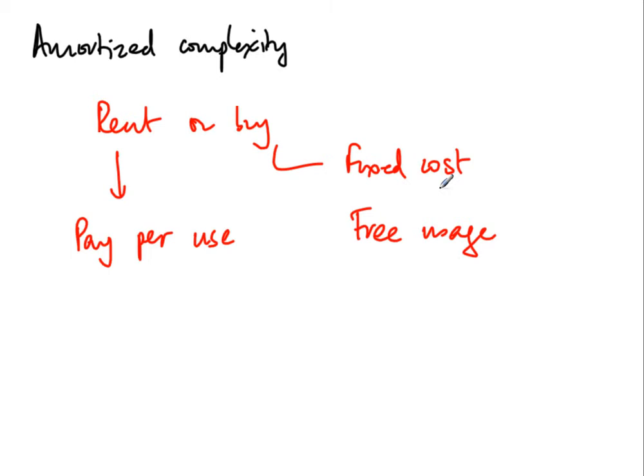Imagine it's DVDs. Supposing it is 100 rupees per DVD rental, and then the cost of the DVD is 500. Then if you're going to watch the DVD 5 times, at least it makes sense to buy it. But if you're only going to watch it once or twice, you might as well rent it. So this is the notion of amortization from economics.